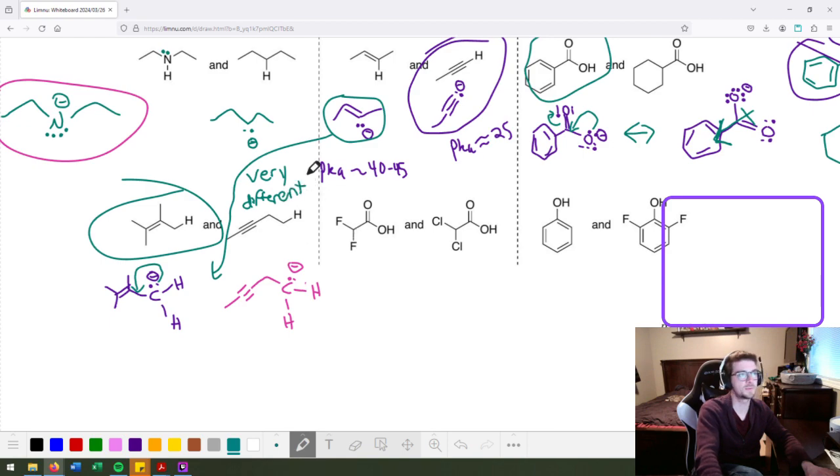Oh, my writing is so good. Okay. Exclamation point. Okay, so this one has resonance stabilization. We can push that negative charge onto this carbon.